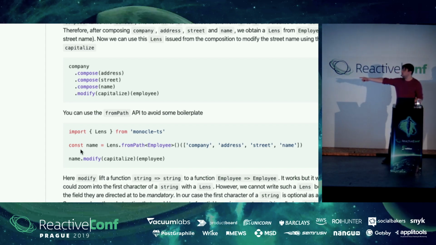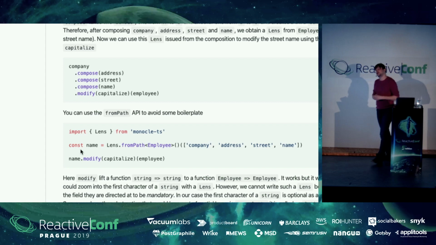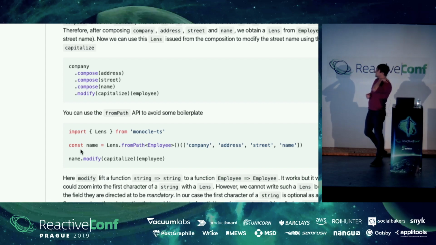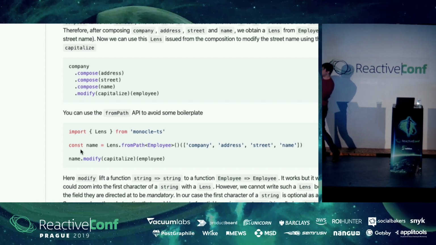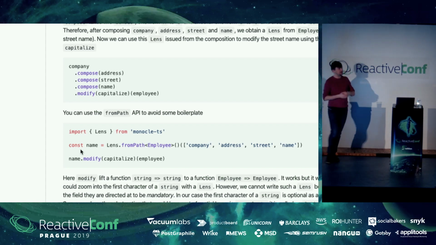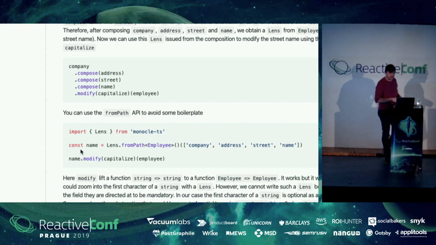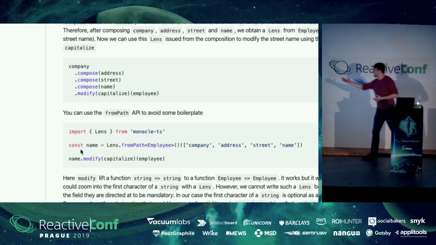And this is how my journey with functional programming started, because I said, that's interesting. So I can modify, I can have some lenses. Yes, it's easy to understand. Yes, it works. It's fully type checked.